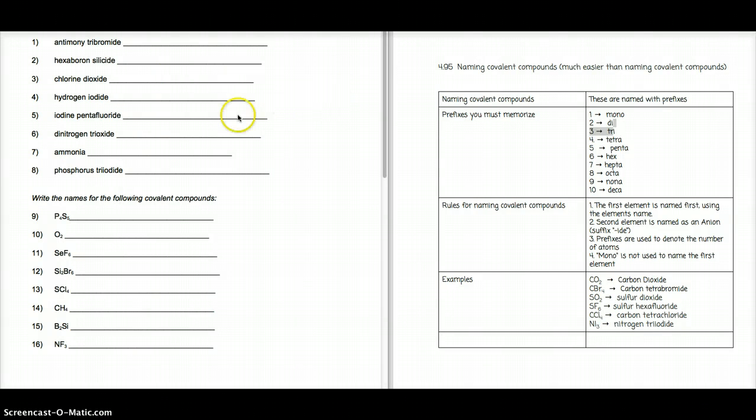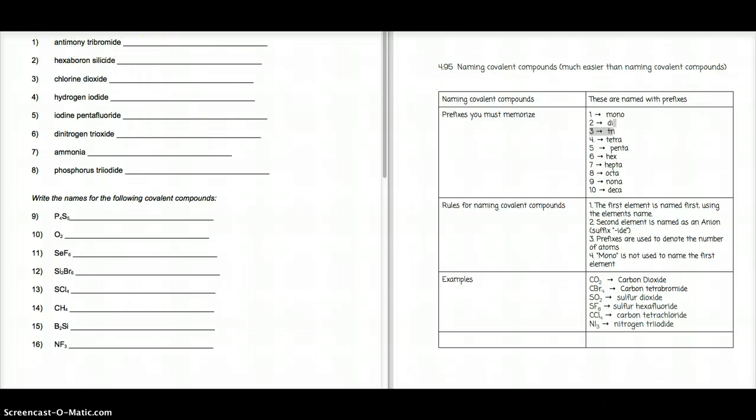Okay, so here I pulled up a naming covalent compounds worksheet. You can't see the name of it up here, but that's what it says, naming covalent compounds worksheet. And we're going to go from the name to the compound, and then we're going to try a few where they gave us the formula and we're going to write the name. So let's start up here with antimony tribromide.